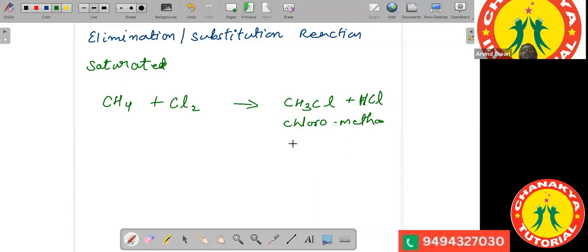Now, there is a compound which is chloroform. What is the chemical formula of chloroform? Does anyone know the chemical formula of chloroform?